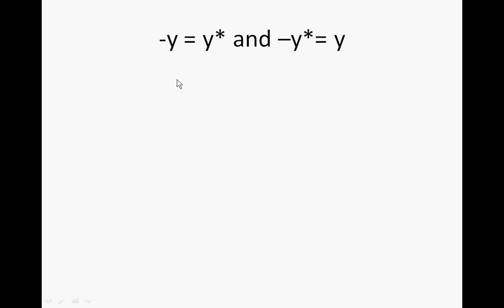So let's take a look at this. If minus y is equal to y star, then that means minus y star is going to be equal to y. Remember, it's just the opposite of the opposite. So we end up with a mirror reflection of a mirror reflection, which gets us back to our right side of the number line.